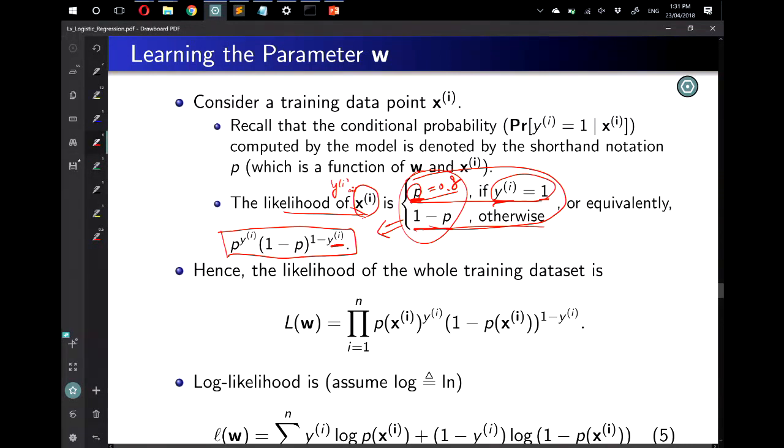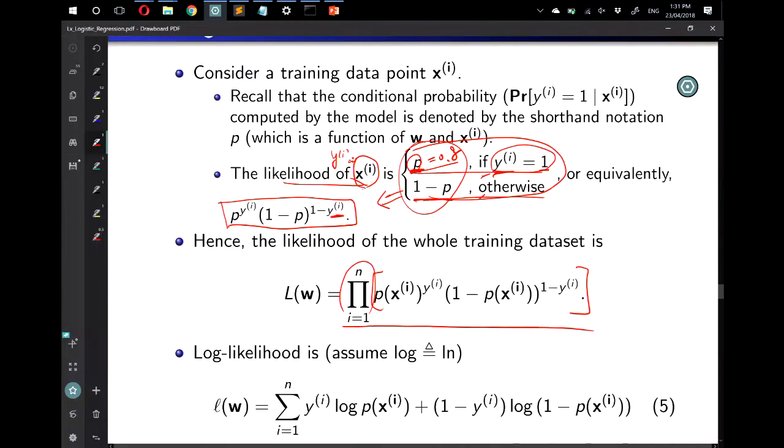You don't need to have cases to handle different situations, which is pretty ugly. Then we use the assumption that each data item is sampled i.i.d. from the unknown distribution, and you just multiply. So this is the individual probability, and you go through all of the training data set. And this is called the likelihood of the training data set.